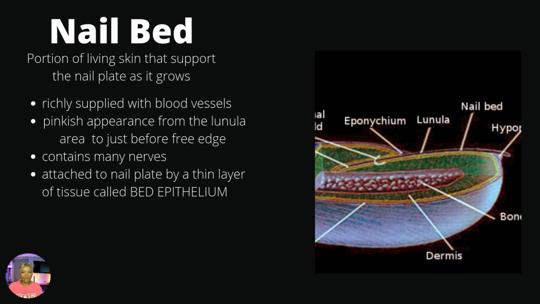Your nail bed, of course, is where all of your nerve endings and your blood supply, your blood vessels, are. This is where it should appear pinkish, in the lunula area, where the lunula is just a half moon shape at the base of the nail. It's where you contain your nerves. It's attached to the nail plate with a thin layer of tissue called bed epithelium. And that's why when you hit your finger or smash your finger, it hurts so bad, because there are a lot of nerve endings in your nail bed. And this is where your nails are getting nourished, through that nail bed, okay?